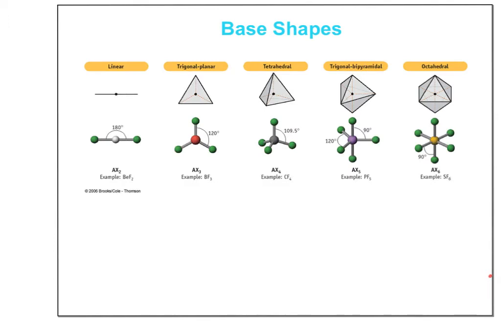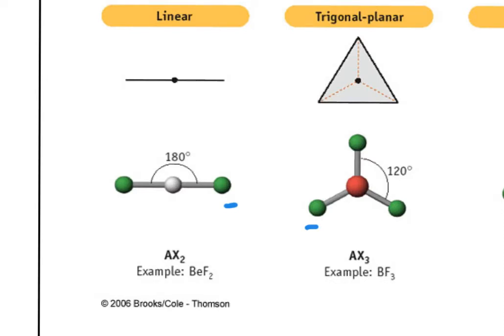These are the base shapes, or the family that I was talking about on the last slide. Really what makes these the base shapes is that they have no lone pairs. So these shapes don't have any lone pairs on the central atom. They might have lone pairs on these green edge atoms, but not on the central atom that we're focusing on. So our first base shape is linear.